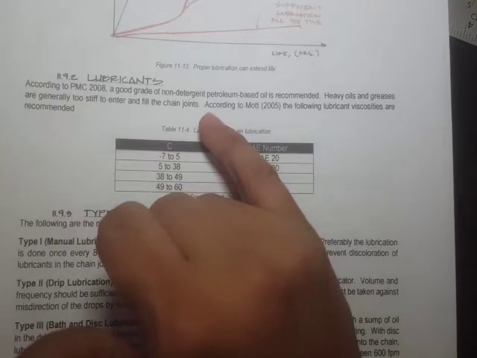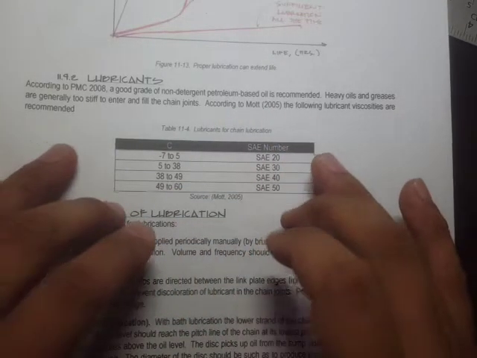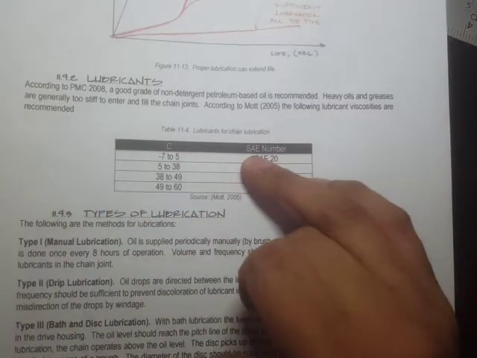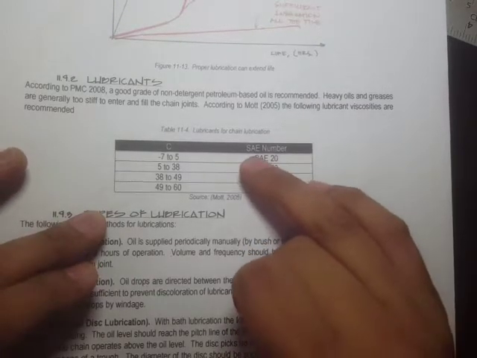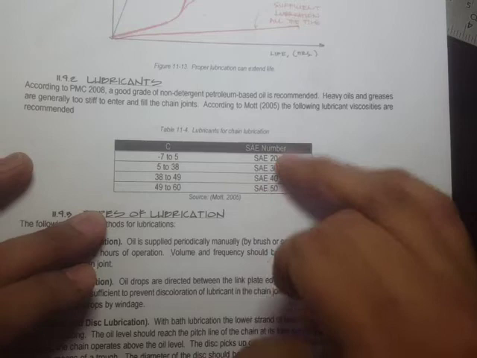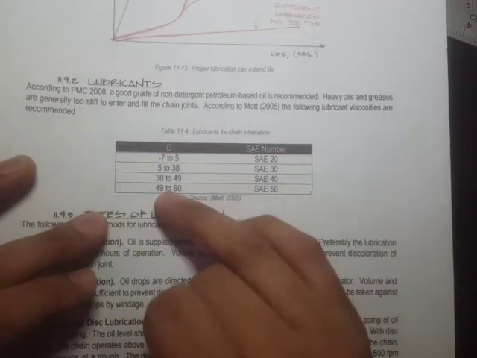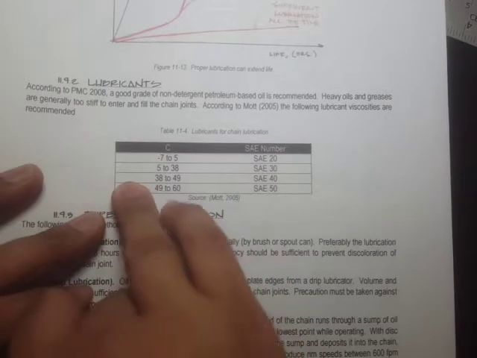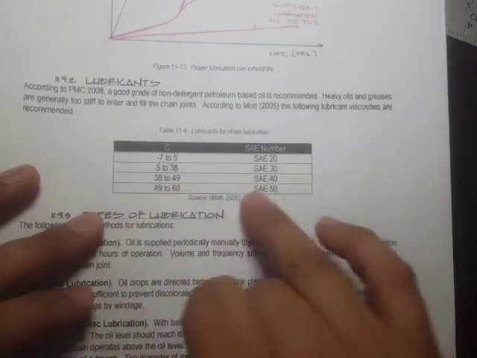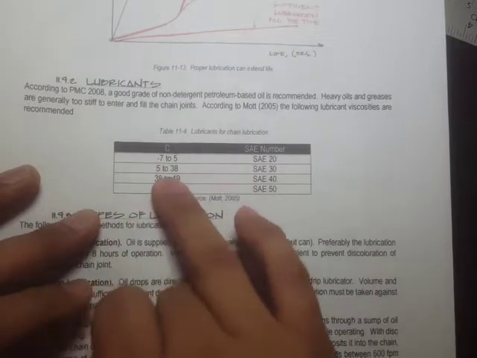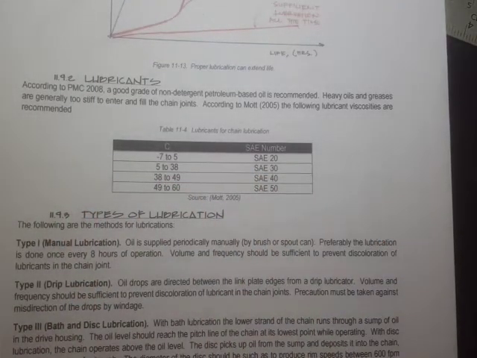But according to this reference, a textbook by Robert Mott, there is a table depending upon the temperature range and the SAE number for the oils. That's the Society of Automotive Engineers. So these are the viscosity of the oil. If we have an operating temperature of 38 to 49 degrees C, then we'll use this SAE 40. If it's 5 to 38 degrees C, then we use SAE 30.